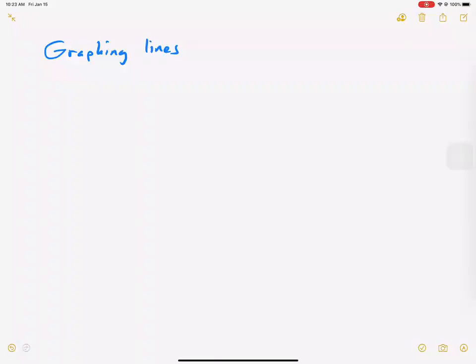Okay, so we're graphing lines today as a review, and we're going to go ahead and solve a system of equations and tell ourselves a couple things. Is there only one solution, no solutions, or infinitely many solutions? And that's our goal today. But let's go ahead and start off with graphing lines.